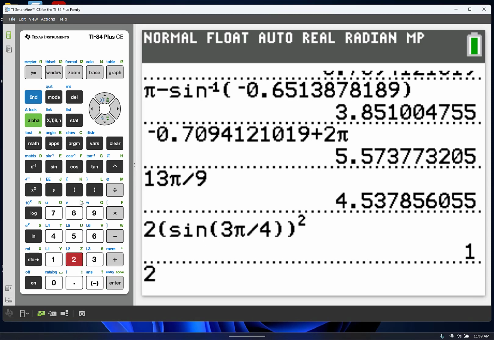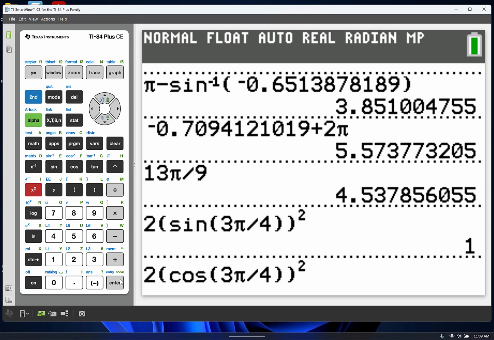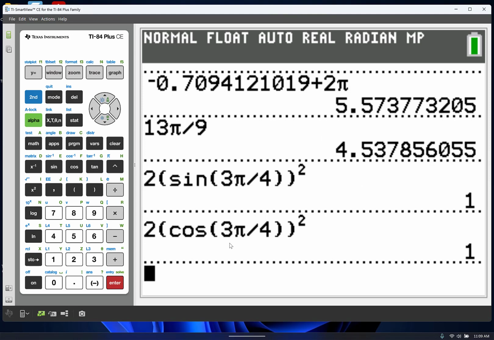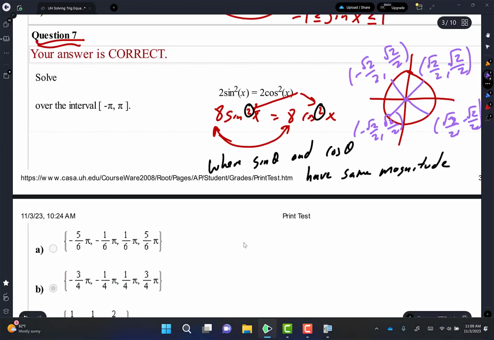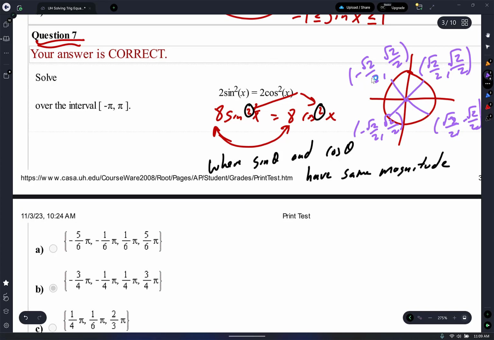Look if I do the other one. 2, open parenthesis, cosine 3 pi over 4, close it, and then put a square on it. Look at that, I get a 1. We don't care about the sign because I'm squaring it. When you square a negative square root of 2 over 2, that 2 turns into a 4, you get a half. And because I'm squaring it, the negative goes away. When I do the same thing to the other number, you get a half again. Half times 2 is 1, half times 2 is 1. That makes sense, guys? It's always going to be like that, question 7.